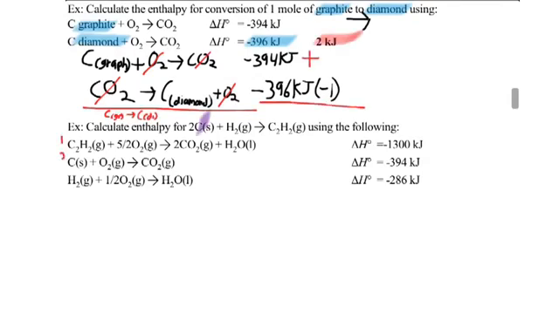Here I'm showing how you add up both things. Next example, calculate the enthalpy, that's heat at constant pressure, for 2 solid carbons plus hydrogen gas turning into C2H2, that would be ethane gas. And there's 3 puzzle pieces I can use to put together to get that overall equation.